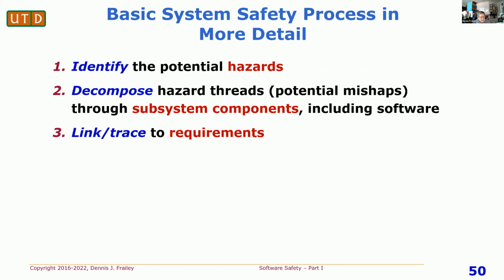Then this is something that's not in the diagram, but is very important. Link it to the requirements. Why is this important? Because very often what you find is that a hazard is due to the way the requirements were stated, or a potential mishap is related to that. And you may determine that the best way to deal with the problem is to change the requirements. Very often requirements are stated in a way that does not reflect a full thinking through of what the requirement might result in the way it was stated.